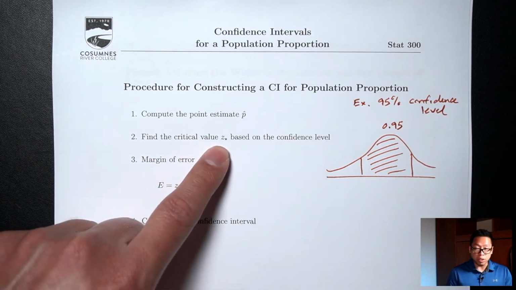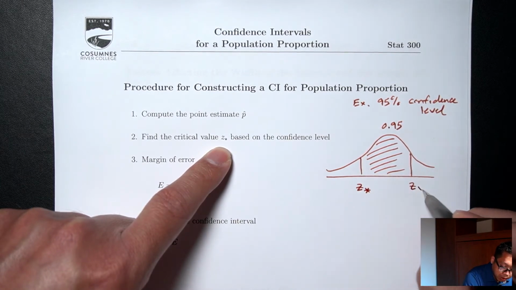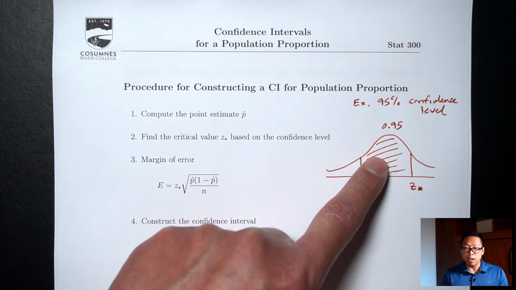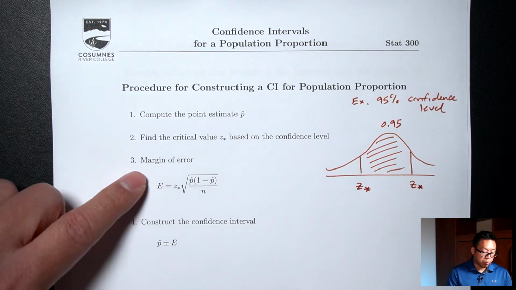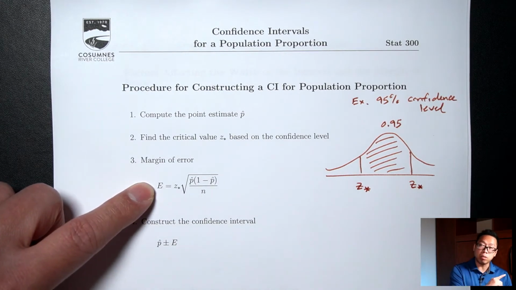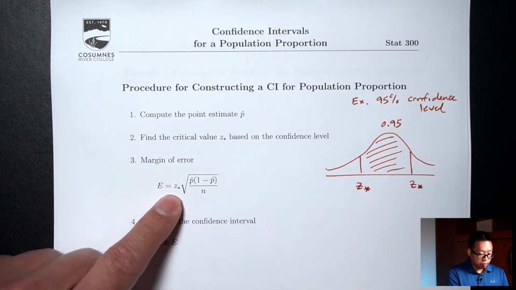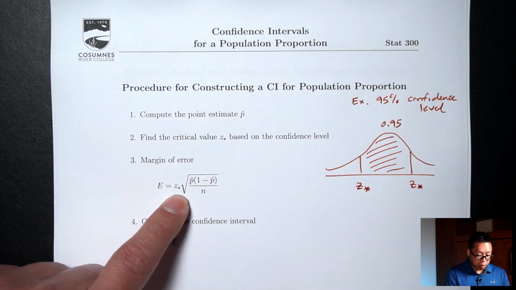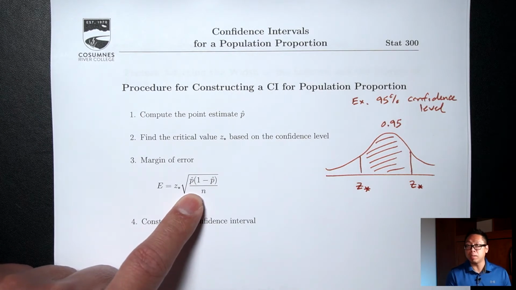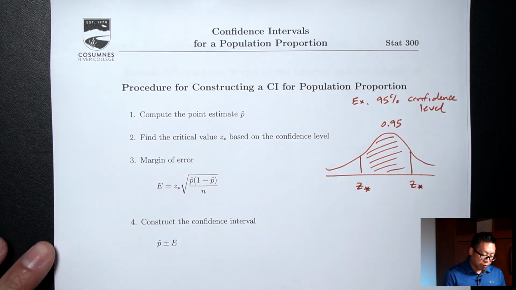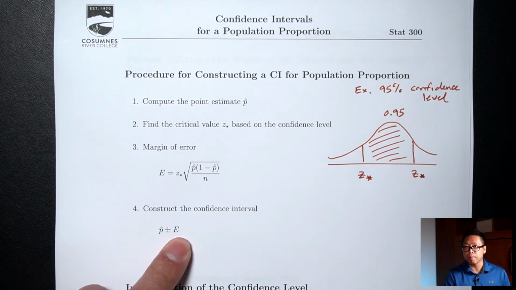And the critical value, z star, just means the special z that has an area of 0.95 in the middle. That's the critical value. And then step 3 is to compute the margin of error. So this is the plus or minus 3.5% in the article, and this is how they found it: z star, which you got from step 2, times the square root of p-hat, which you got from step 1, times 1 minus p-hat, over n. N here is the sample size. How many people did you ask? And then finally, step 4, construct the confidence interval by doing p-hat plus or minus the margin of error.